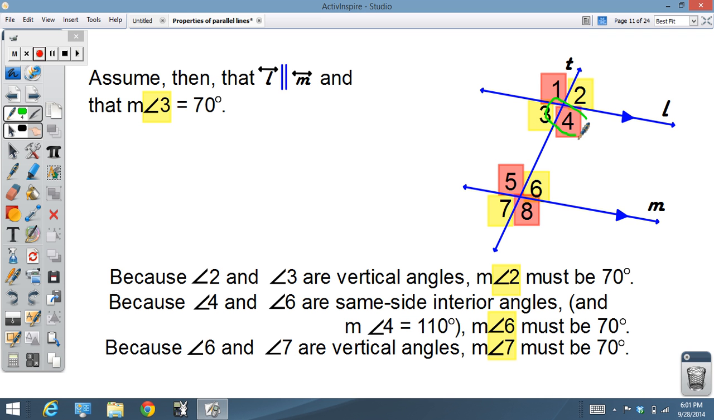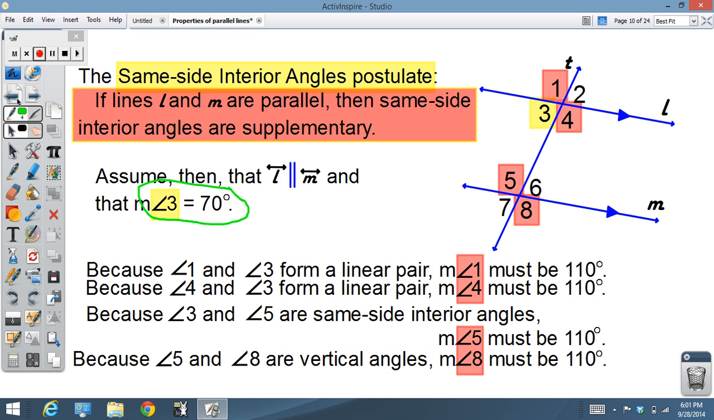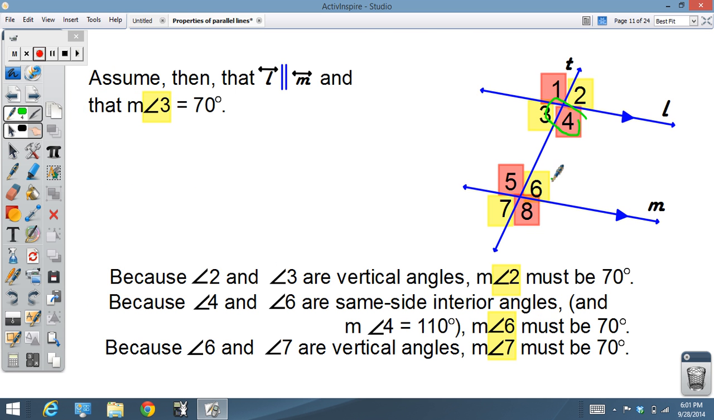Now, look at this one. If 4 is 110, as we proved on the last slide, right there, 4 and 6 are same side interior angles. So since 4 is 110 and they have to add up to 180, 6 must be 70 degrees. And if 6 is 70 degrees, its vertical angle 7 must also be 70 degrees.